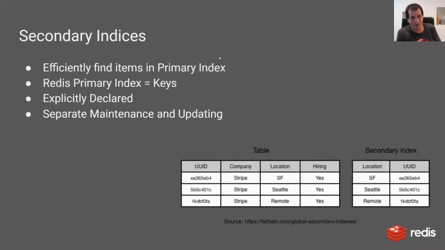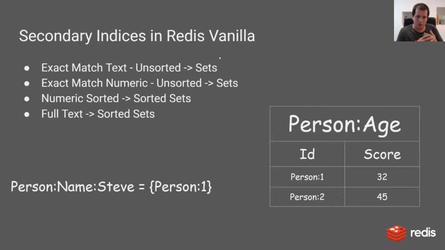The primary index for Redis are the key names. So person:1 is a key name. So the primary index that you need to be able to find is that key name. Secondary indexes usually need to be explicitly declared, and oftentimes they have to be separately maintained and updated. So let's look at secondary indexing in vanilla Redis. Well, exact matches, so saying, is this person 32, or all the 32-year-olds, or all the people named Steve, you can do that with sets.